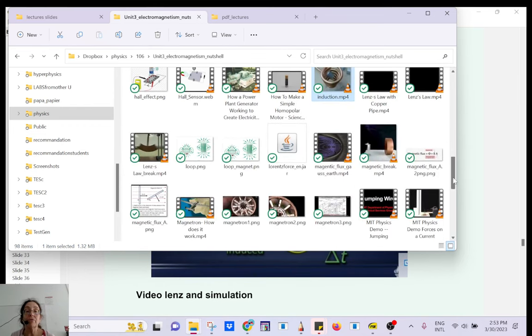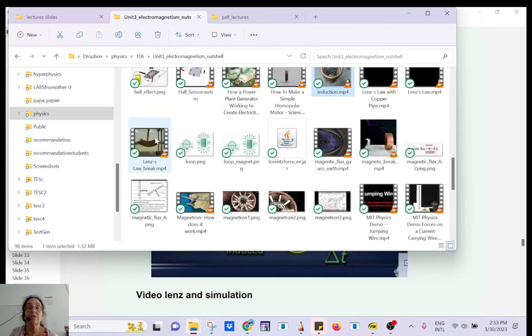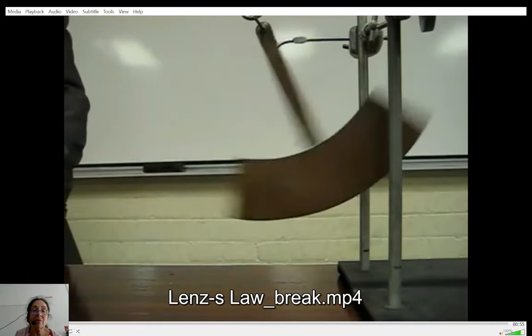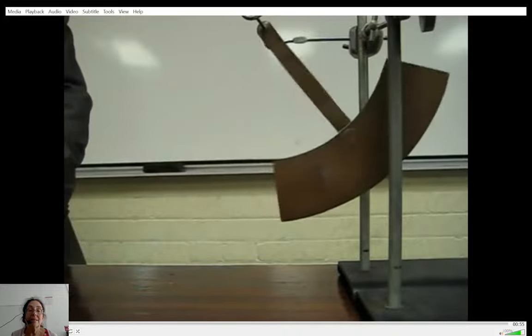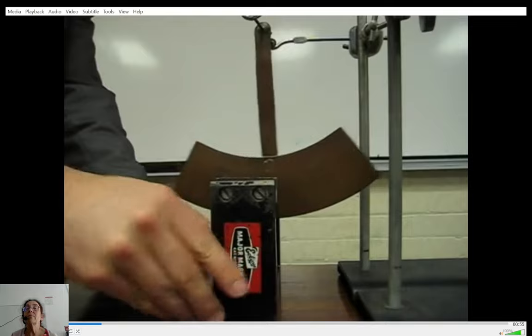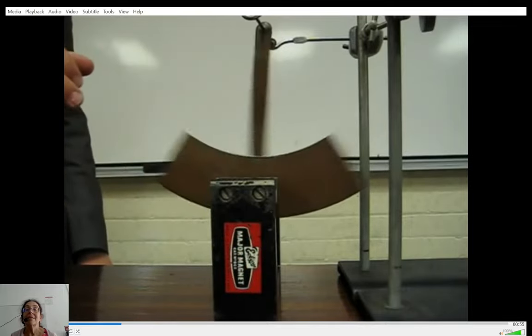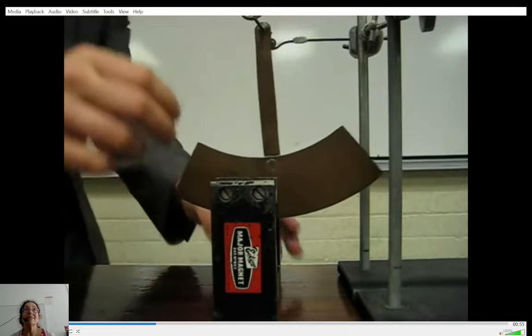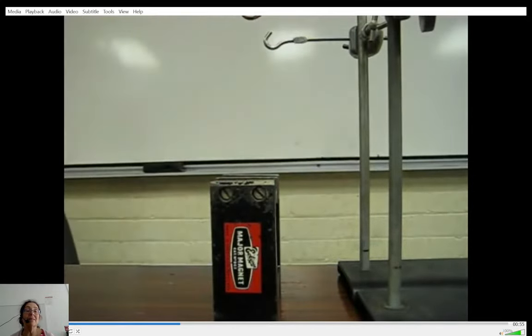So sometimes they are your friend and sometimes they are not your friend. So you see here, you have a pendulum. Of course, a pendulum is expected to swing. Nothing special about that. But now he's going to put a horseshoe magnet. Boom, stop right away. Boom, stop. So that's how a truck is braking. Okay, it's a magnetic brake.